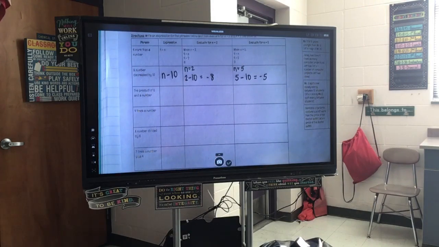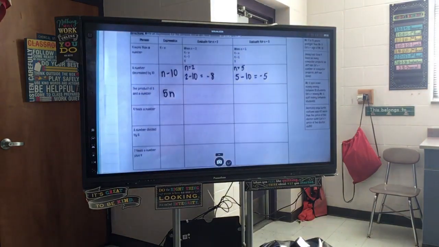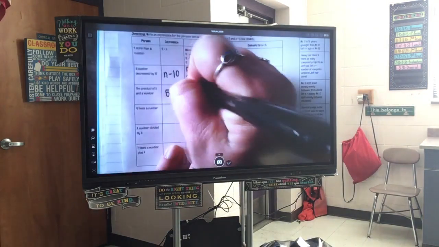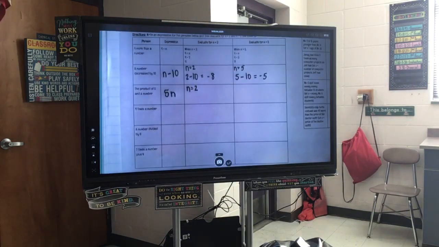All right, how do you feel about the first row? I know it's terrifying because there's a negative number in there. All right, the next one, it says the product of 5 and a number. So what is my expression going to look like, Mikhail? So 5n. All right, and again, we know n is going to equal 2. So what do we do here for this column? What do we do? Leo, what am I going to do here?